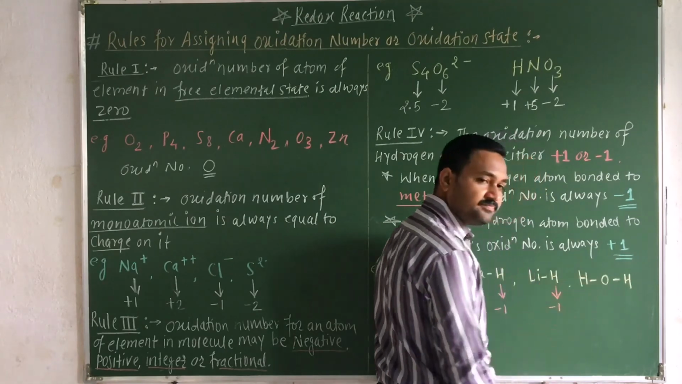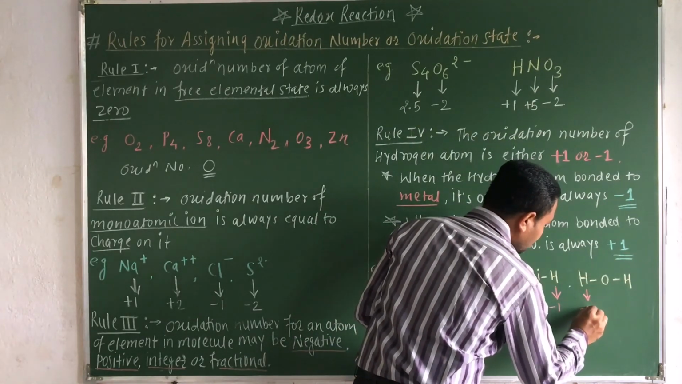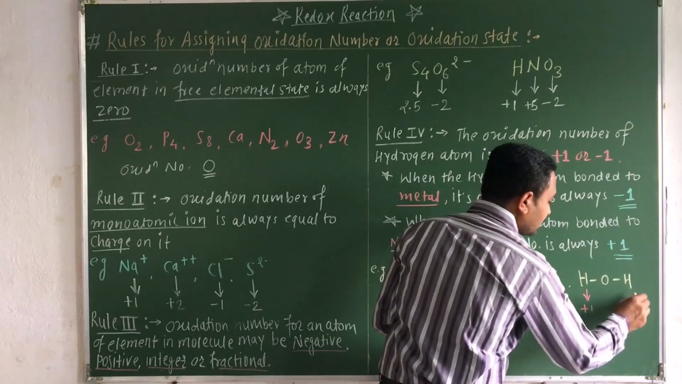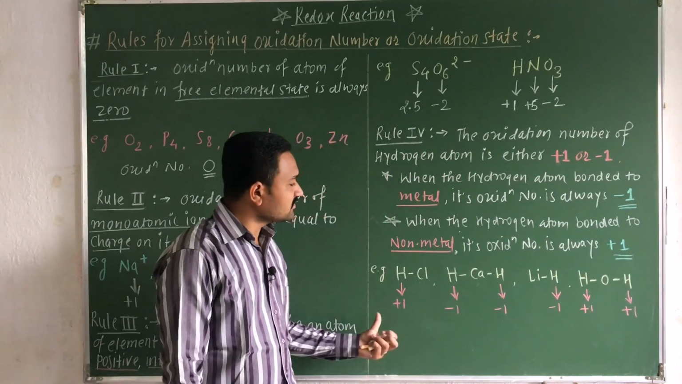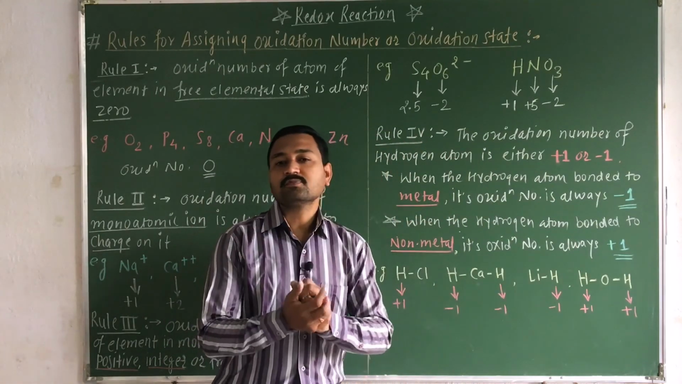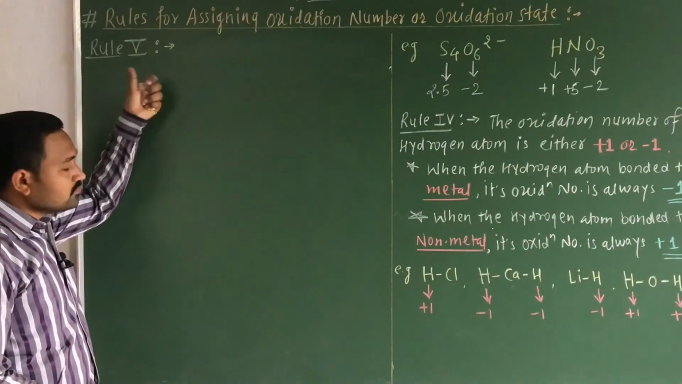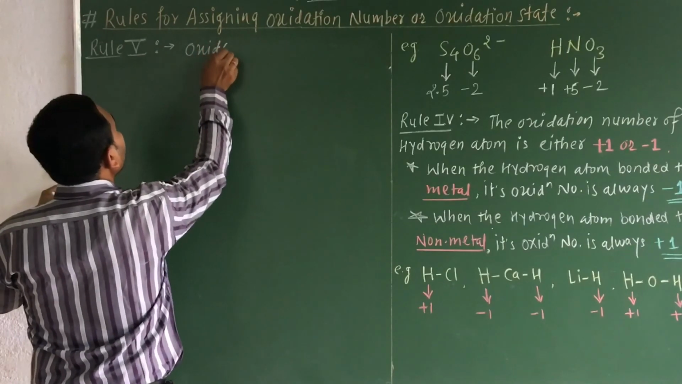Is it right? Now another simple example, water molecule HOH. Here oxygen is a non-metal. Okay, so here obviously it will show the oxidation number +1. This hydrogen atom will also show the oxidation number +1. So these are the few examples by which we can justify this particular rule.